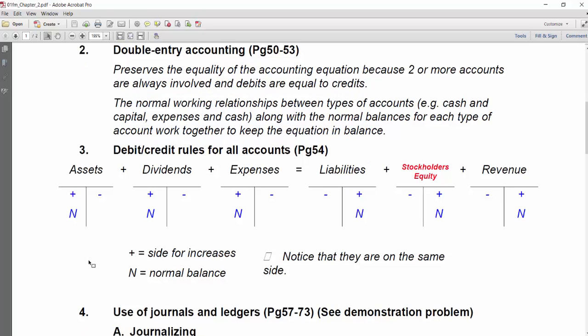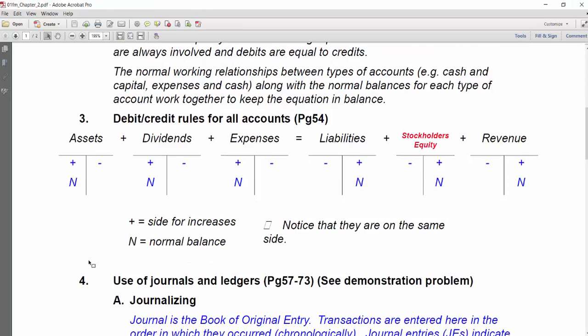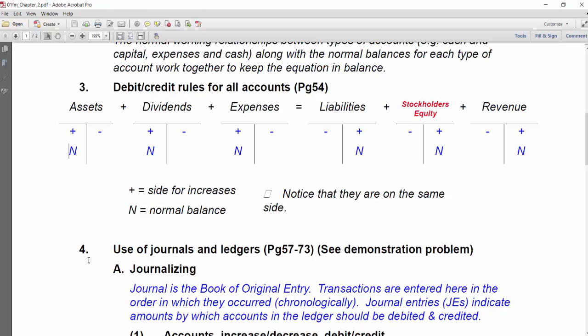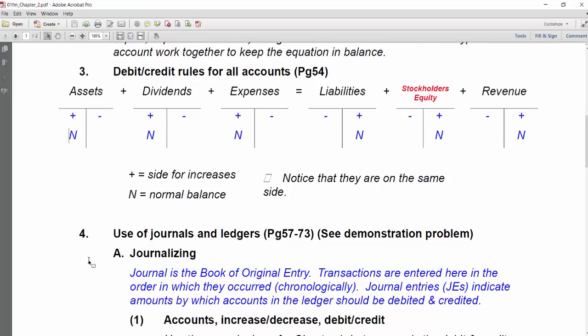So what do we do then? We make journal entries inside of something similar to a diary called a journal. And the journal is also known as the book of original entry. We enter transactions here as they happen, chronologically, so everything's arranged by date order, and the journal entries always indicate the amounts and the accounts which should be debited or credited. In other words, those accounts and the dollar amount by which they should change that are involved in any transaction.